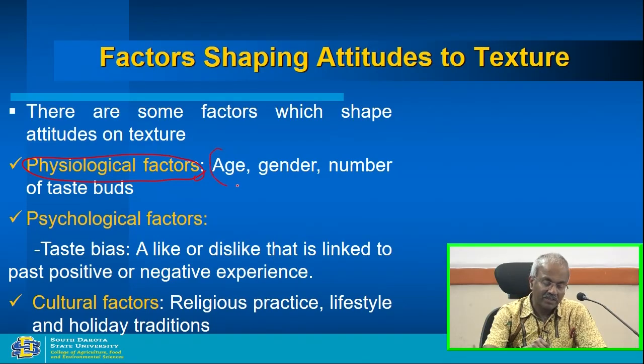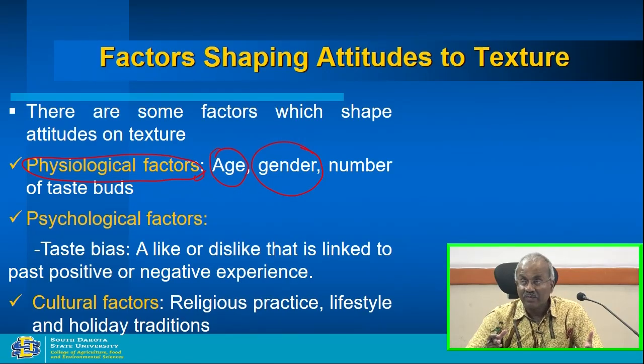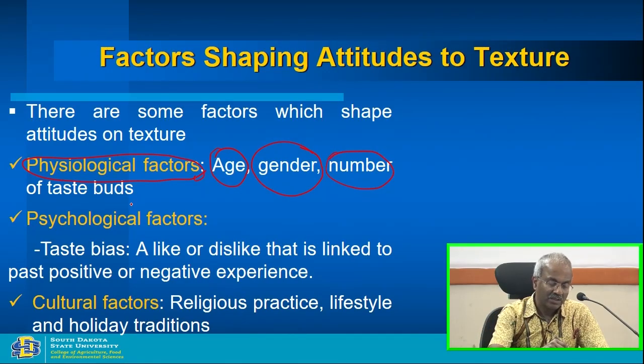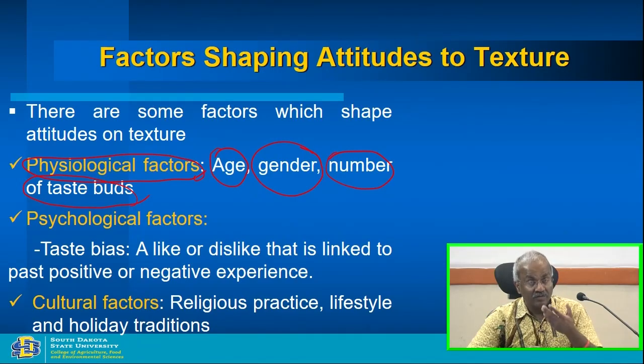Age is important. Gender is also important. Males have a different preference, females have a different preference. And also the number of taste buds people have plays a role. So in the interview process, you need to understand, if I am going to be a panelist, whether I can differentiate between sweet and bitterness and things like that.